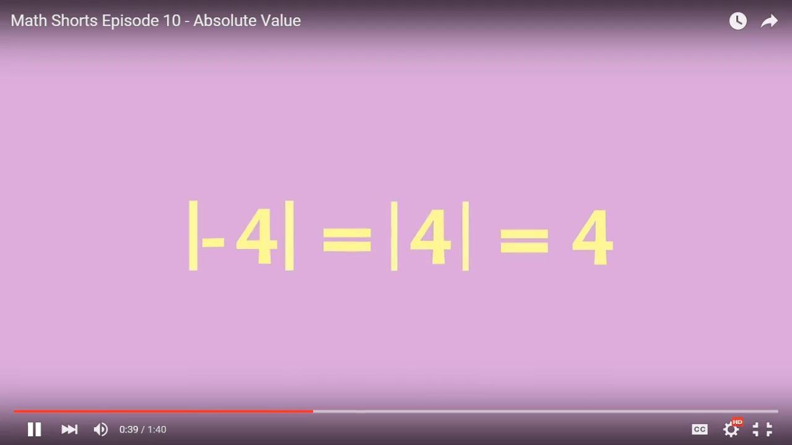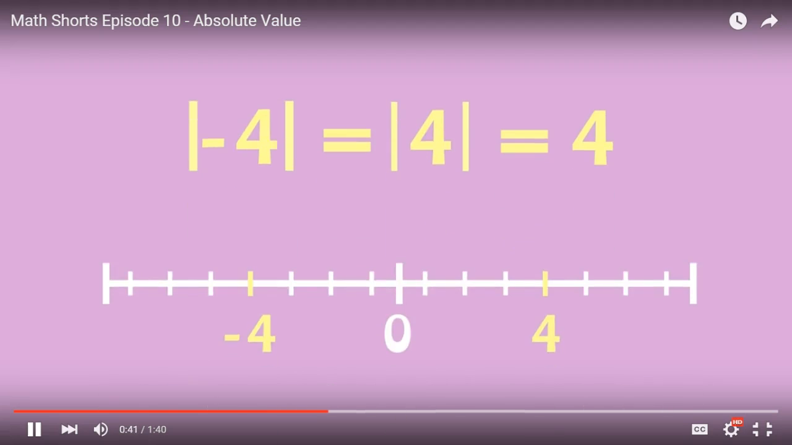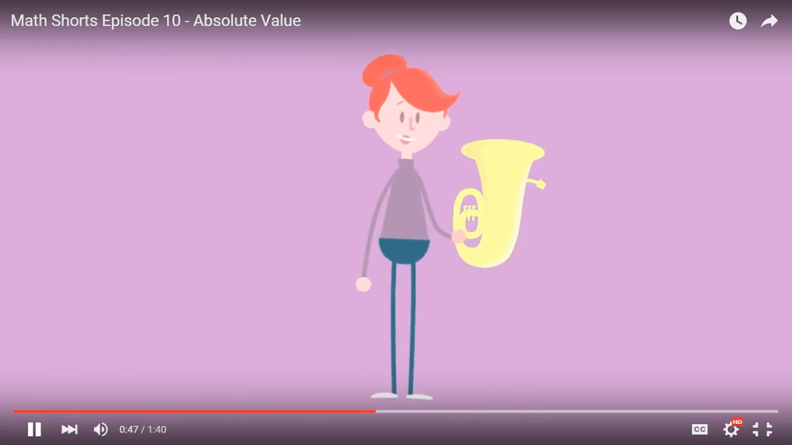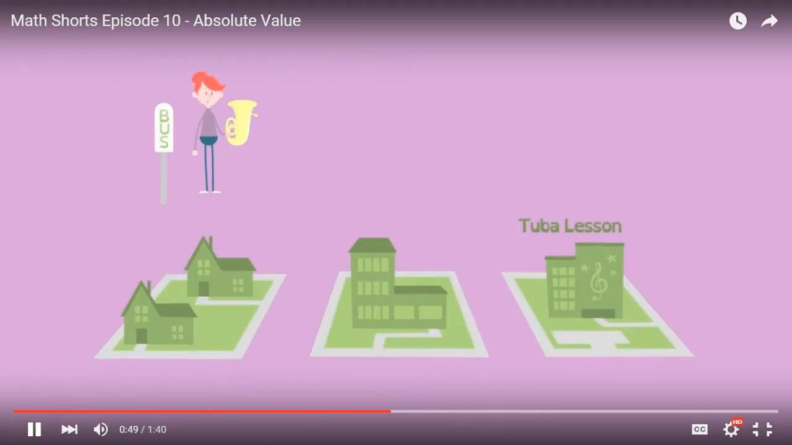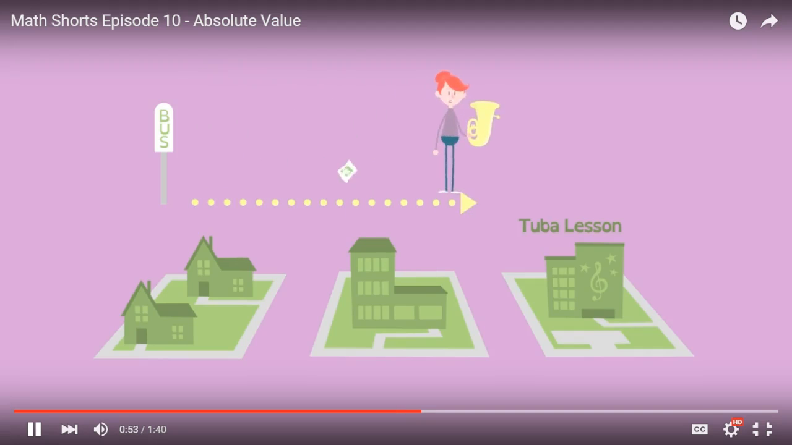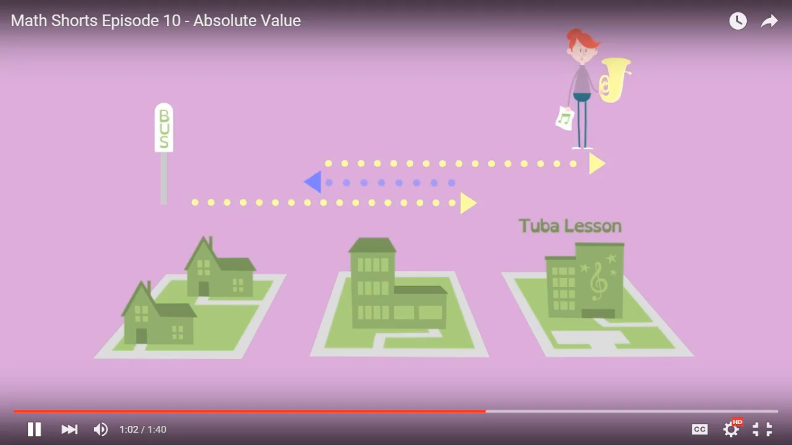Absolute value is always a positive number because it's the distance from the other number, in this case 0, no matter the direction. Here's Lucy. She needs to walk to her tuba lesson, 3 blocks from the bus stop. After walking 2 blocks, she realizes she dropped her sheet music. She goes back 1 block, finds it, then continues to her lesson.